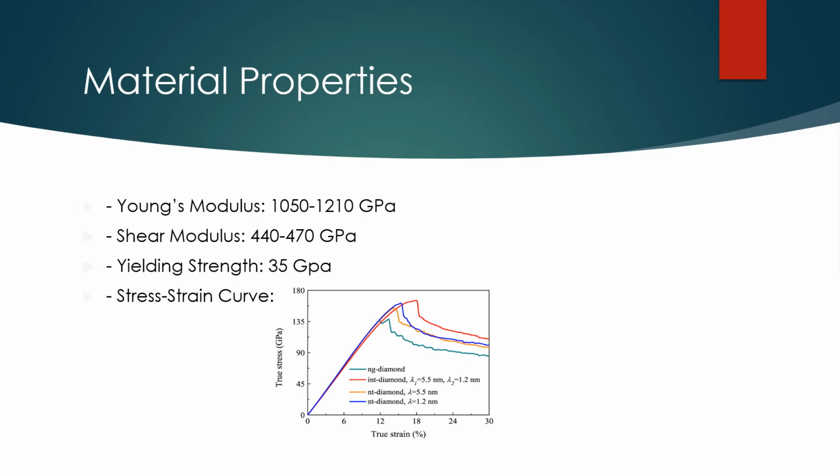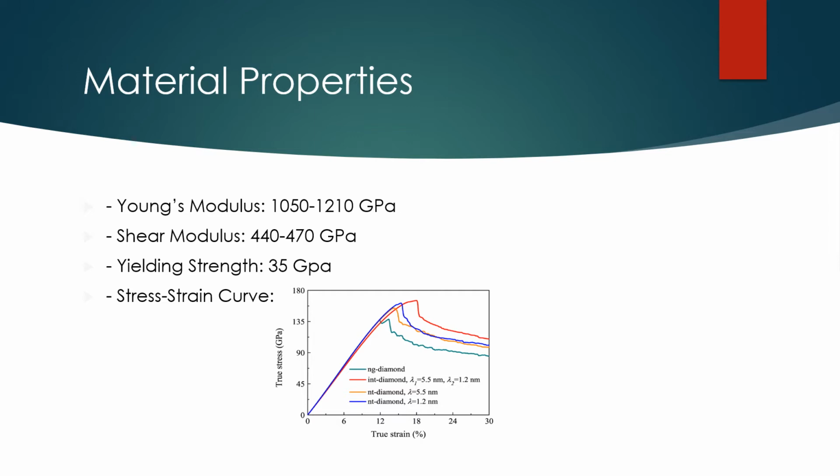So now just a little bit about some of the properties of diamond. It has a Young's modulus of 1050 to 1210 gigapascals, has a shear modulus of 440 to 470 gigapascals, and the yielding strength of diamond is 35 gigapascals.